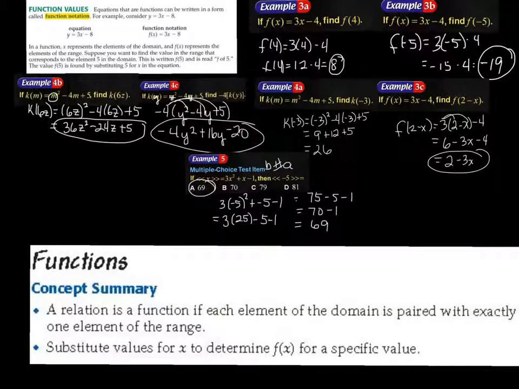In summary, a relation is a function if each element of the domain is paired with exactly one element of the range, and substitute values in for x to determine f of x for a specific value.